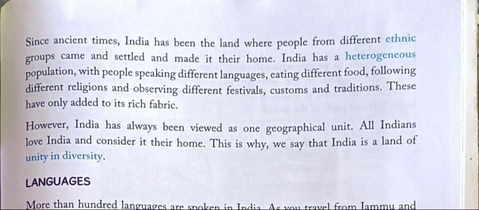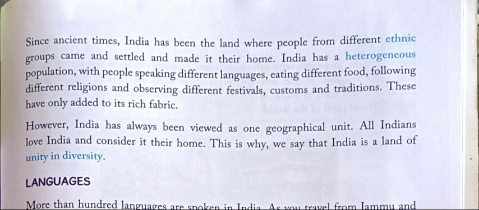As you know, children, in ancient times, in earlier times, we have our ethnic groups. We have different groups which settled and made their homes differently. We have a heterogeneous population. Heterogeneous population means we have different kinds of people in India. They have different languages, their food habits are different, they eat different kinds of food, they follow different religions, they have different festivals, and their customs and traditions are different. They also have different clothing. This is the diversity that we see in India.